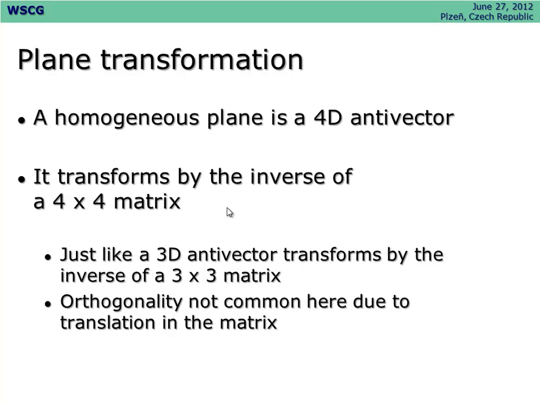Now, in three dimensions, most of the time, our transformation matrices are orthogonal, so we don't really have to worry about this. But in four dimensions, since we have that fourth column with our translation in it, our matrices aren't normally orthogonal anymore, so we do have to worry about taking the inverse into account when we're transforming planes from one coordinate system into another. And this is something I use all the time in game engines.